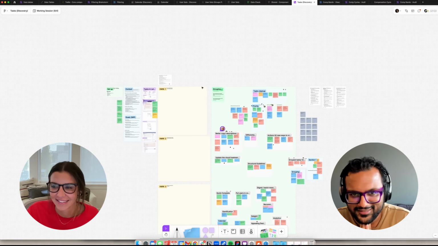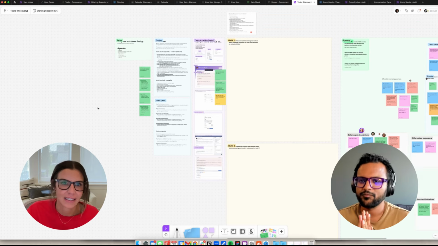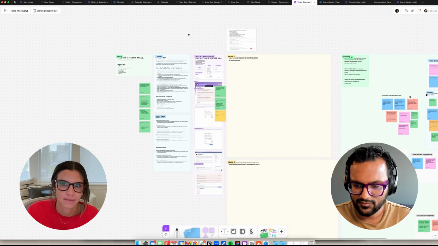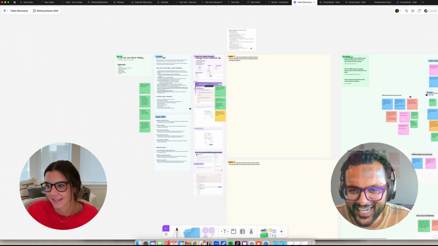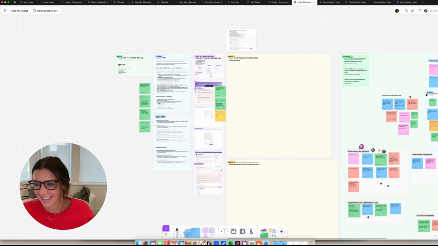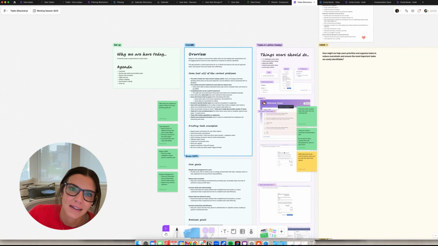Yeah. So we used it recently for this project. I haven't even synthesized this yet, so this is very rough. That's on my list of things to do today. But yeah, this was a project we're doing for improving tasks in Lattice.